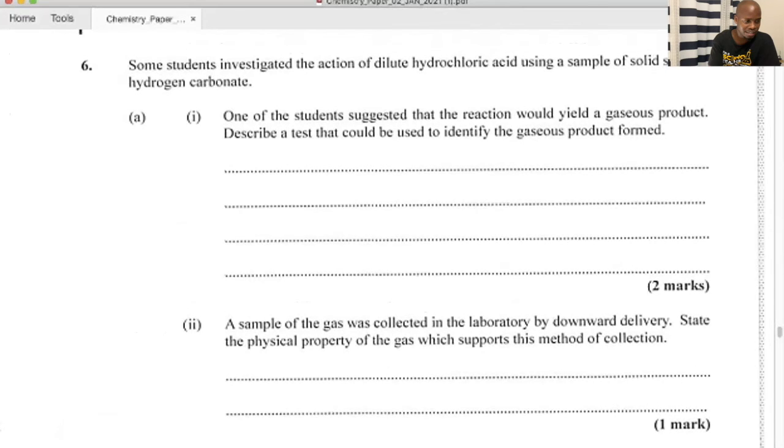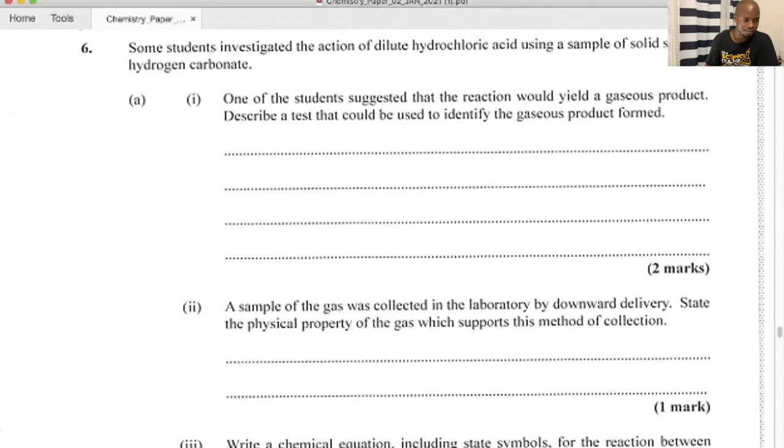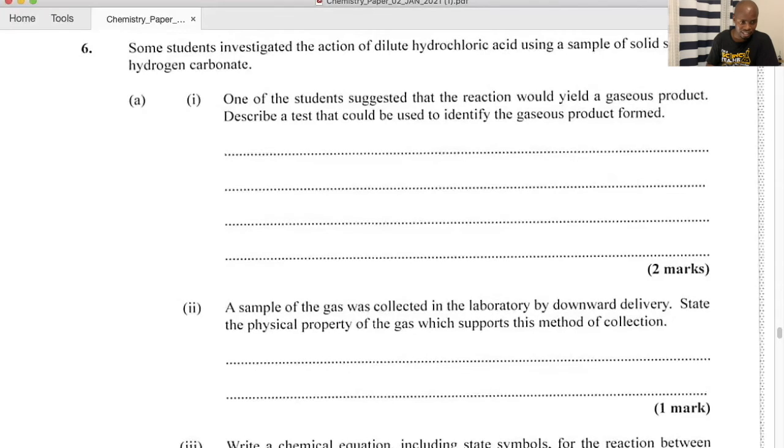So we move on to the last question in section B. Some students investigated the action of dilute hydrochloric acid using a sample of sodium hydrogen carbonate. All right, so just seeing sodium hydrogen carbonate, I'm thinking about sodium bicarbonate, or what is commonly called baking soda, a popular one. One of the students suggested, and I'm just thinking out loud here, so that's what we're working with. A lot of other things should be going through your mind, but you just want to remain calm and read your questions carefully. One of the students suggested that the reaction would yield a gaseous product.